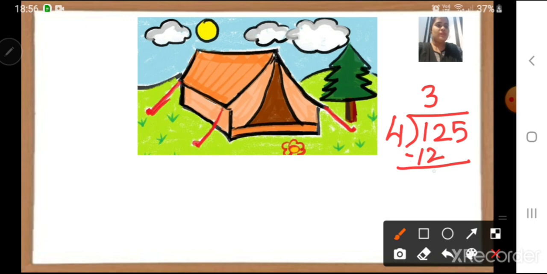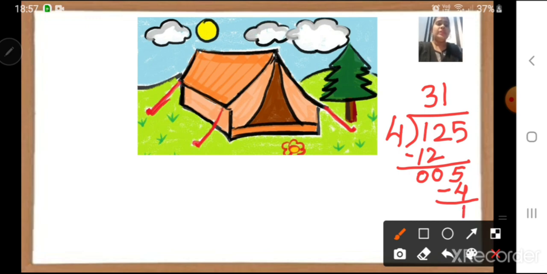12 minus 12 is 0, or like this also you can do: 2 minus 2 is 0, 1 minus 1 is 0. Then the next number will come down, which is 5. Now in 4's table, will 5 go? No, it will not go. Is there a nearby number? Yes. What is it? 4 ones are 4. Correct? Then we will subtract it. 5 minus 4 is 1.